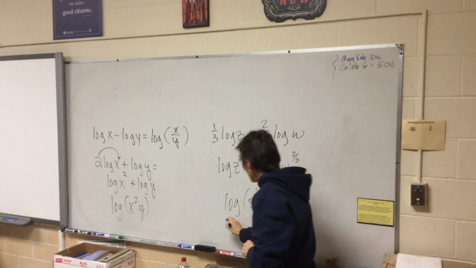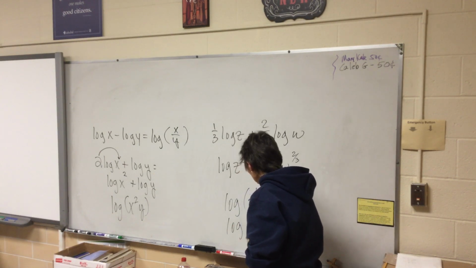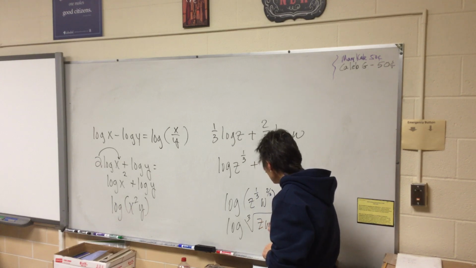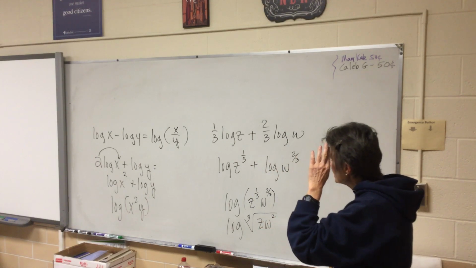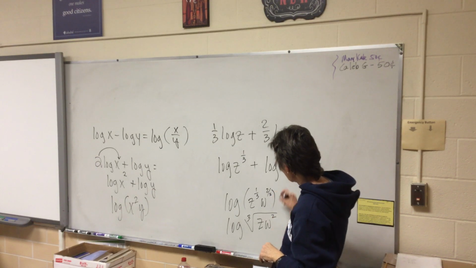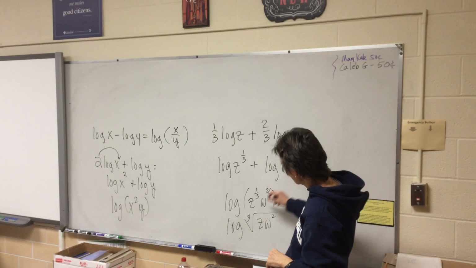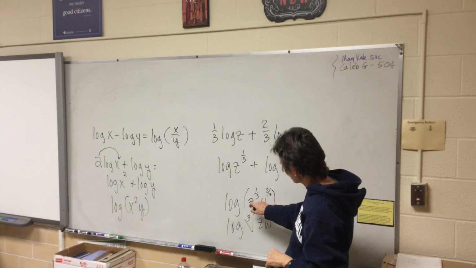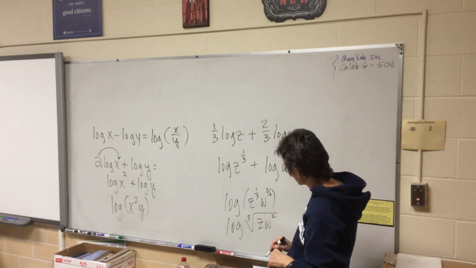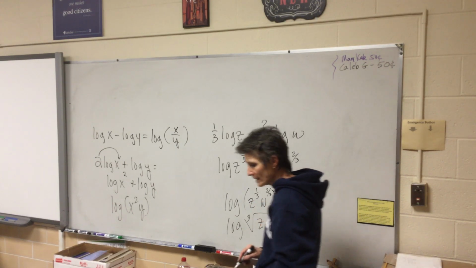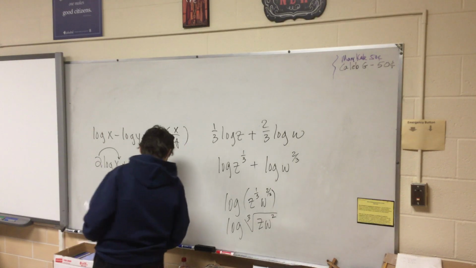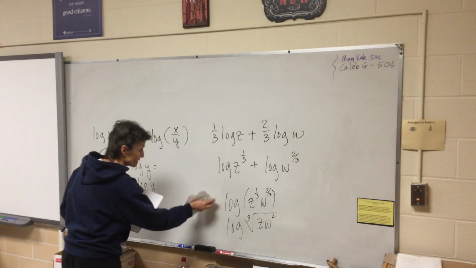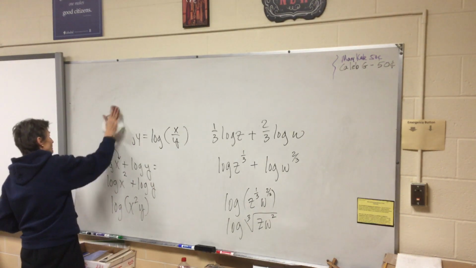Or, if I prefer the radical version, this would be the cube root of ZW squared. If I want to write it as a radical, this would be the exponent form. Both of these are cube roots. It's a cube root of Z and the cube root of W squared. So I could write it as one big radical. If I chose to, this is fine. The exponents are fine.